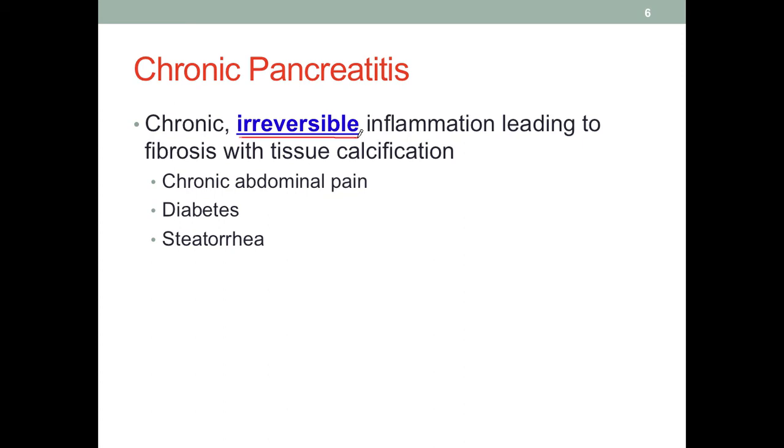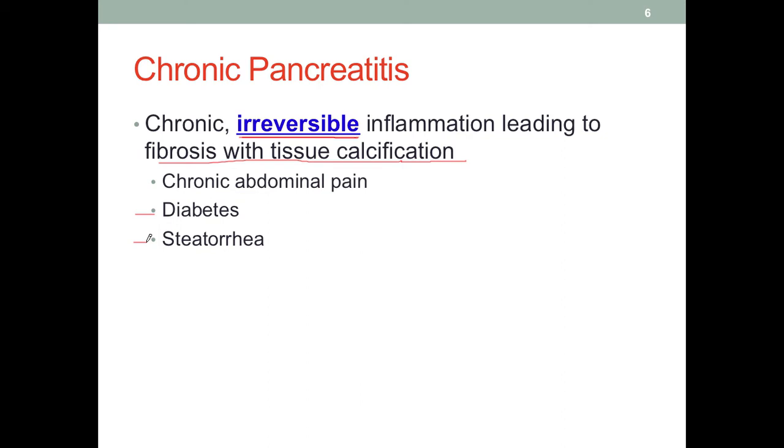Therefore, the long-term consequences of pancreatitis could be diabetes, because the beta cells of the normal tissue that can secrete insulin may be replaced by fibrous tissue or damaged by abnormal calcification. Also, those cells that secrete digestive enzymes may also be damaged due to this. Therefore, we may see fatty stool because the lipase from the pancreas is severely decreased.